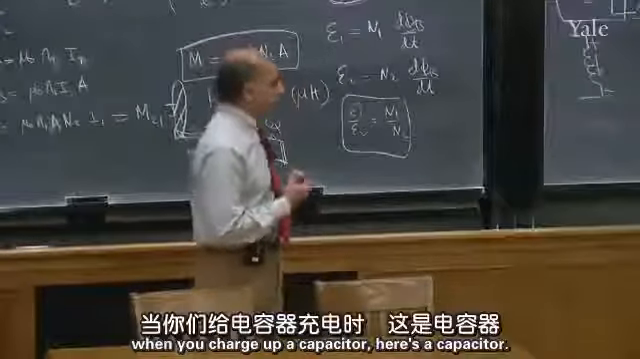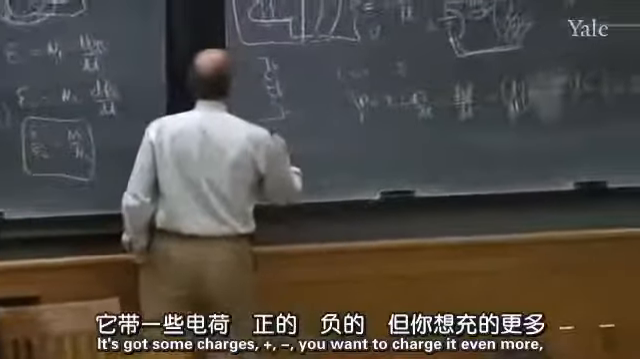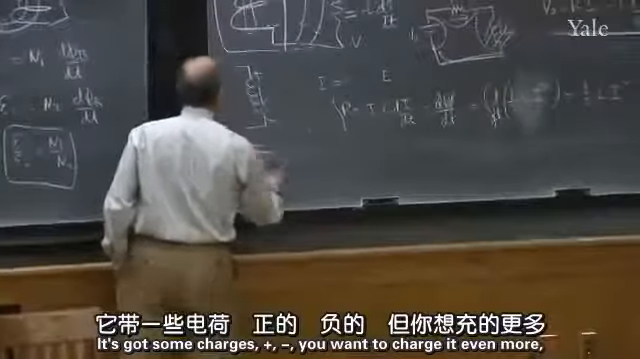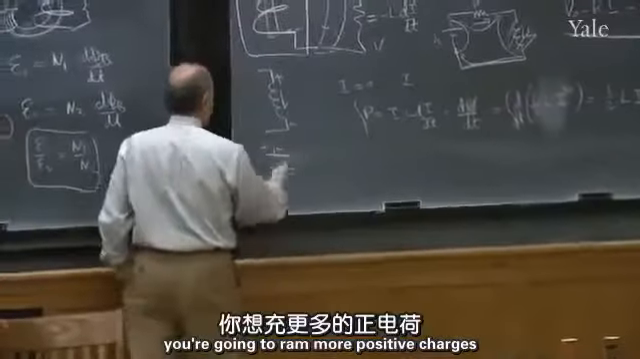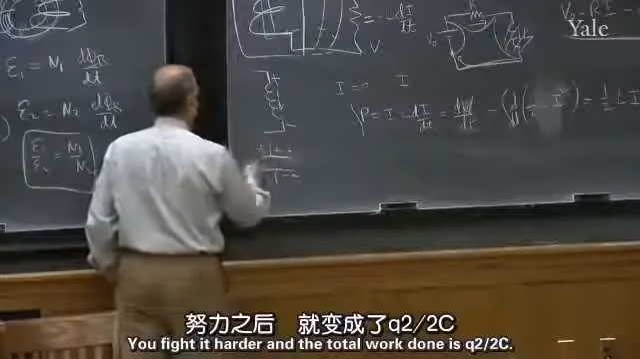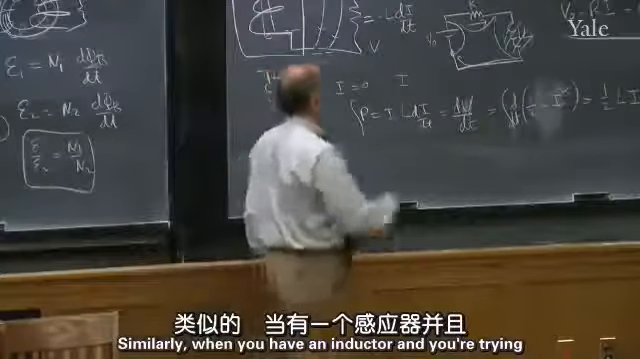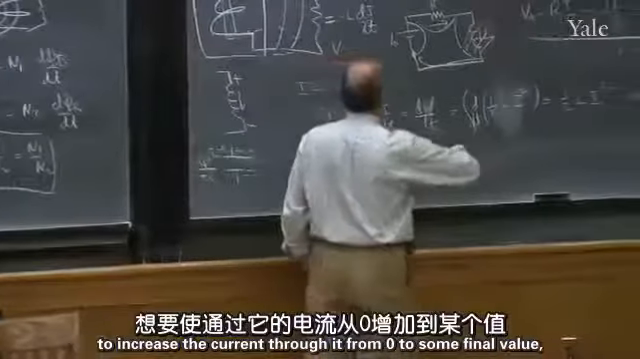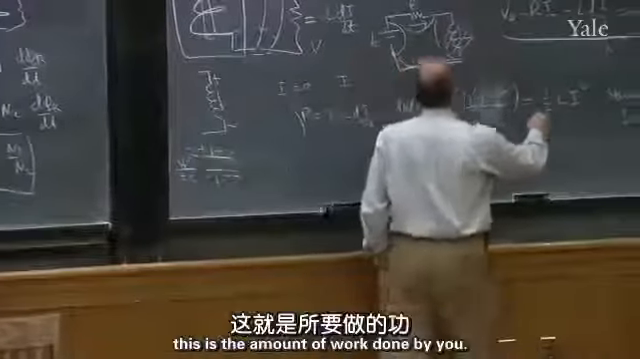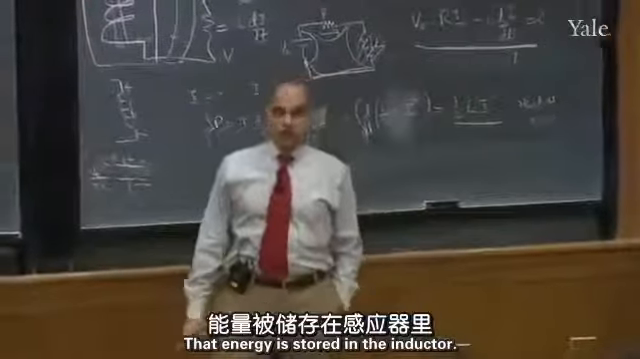I showed you when you charge up a capacitor, here's a capacitor. It's got some charges, plus, minus. You want to charge it even more, you're going to ram more positive charges and more negative charges here. You fight it harder, and the total work done is Q squared over 2C. Similarly, when you have an inductor and you're trying to increase the current through it from 0 to some final value, this is the amount of work done by you. That energy is stored in the inductor.